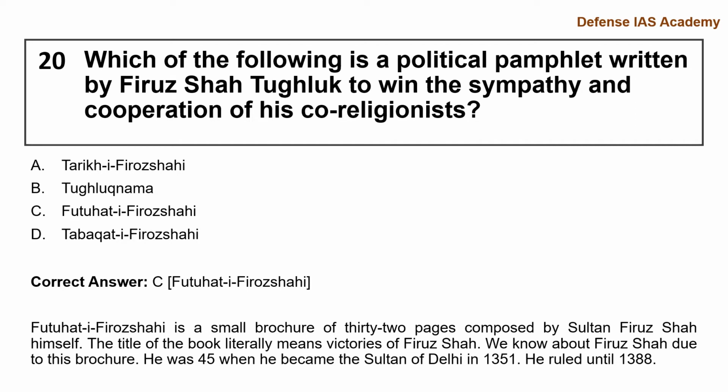Futuhat-e-Firozshahi is a small brochure of 32 pages composed by Sultan Firoz Shah himself. The title of the book literally means Victories of Firoz Shah. We know about Firoz Shah due to this brochure. He was 45 when he became the Sultan of Delhi in 1351. He ruled until 1388.